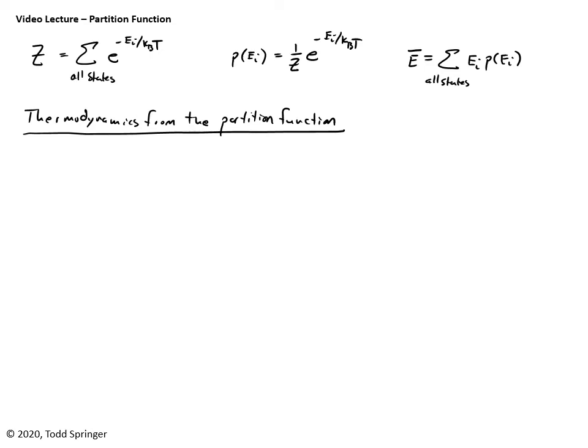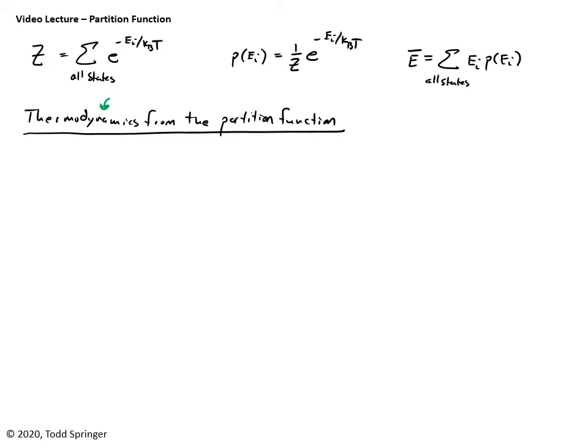So we have some experience thinking about this partition function and using it to calculate the probability and the average energy in a two-state system. So that was the simple example we just worked out. Now I want to generalize that a little bit to see what else this partition function is good for. And that is for calculating thermodynamical quantities.